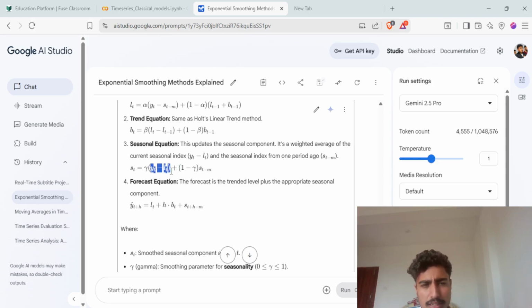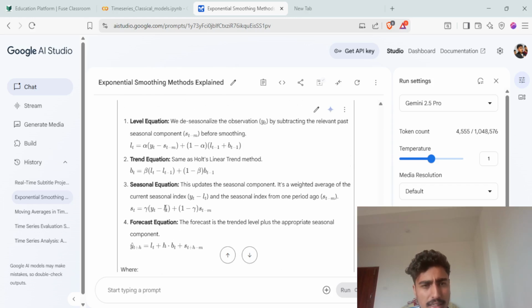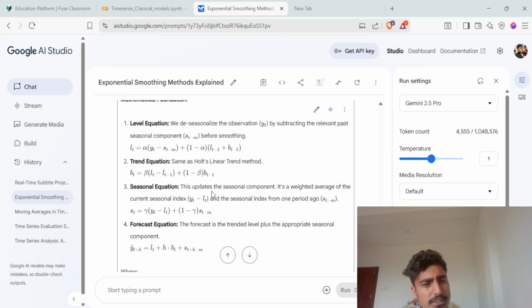You can analyze it with the normal level equation, like it is y_t, and it is 1 minus alpha, and it is the forecast value. That's the comparison. The forecast equation is generally the addition of the level and trend, plus seasonality.